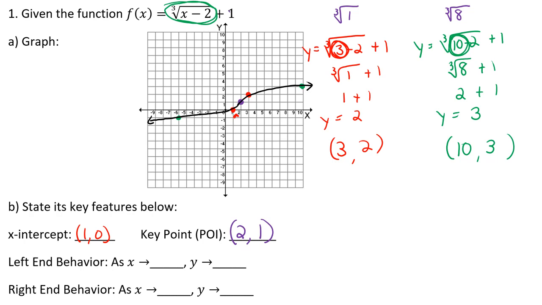And then it's asking for end behavior. Left side end behavior is talking about what is going on this side of the graph. So as x goes towards negative infinity, the y value is heading towards, we can see it's slowly going downwards, so that means it's going to head towards negative infinity.